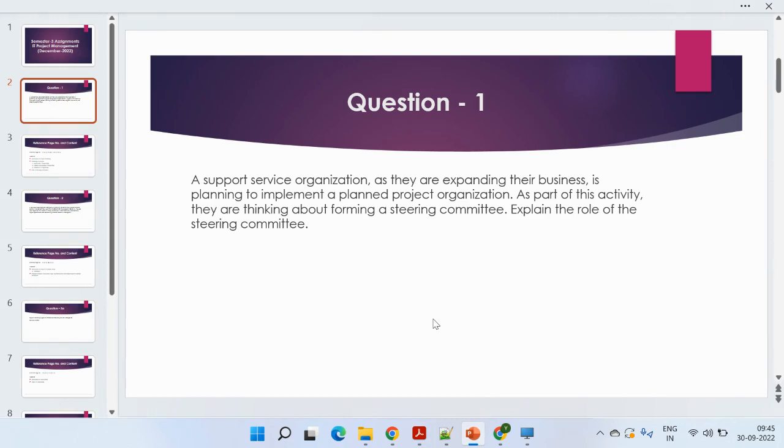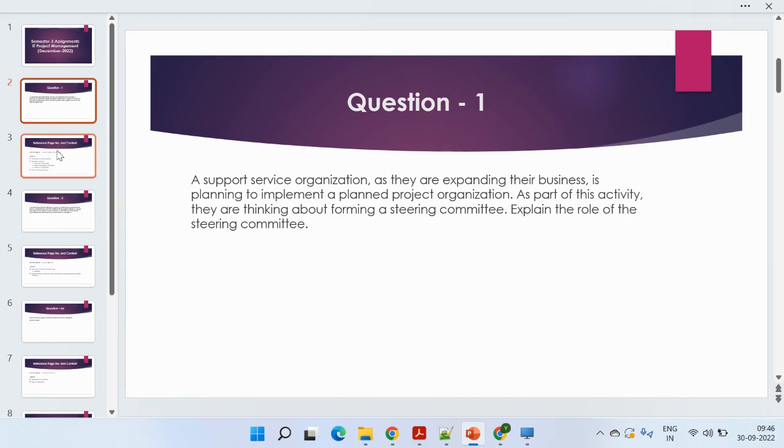The very first question is: a support service organization, as they are expanding their business, is planning to implement a planned project organization. As a part of this activity, they are thinking about forming a steering committee. Explain the role of the steering committee. Firstly, you need to understand what a planned project organization is. After that comes the steering committee. Although the book does not specify much about the steering committee, you can google it, mention the roles of the steering committee, and rephrase it in your own words.